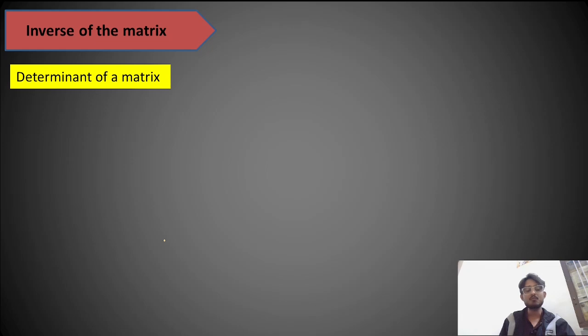In this lecture, we're going to study the inverse of a matrix. Before coming to this topic, we will learn what the determinant of a matrix, adjoint, minor, and cofactor are. So let's start with determinants of a matrix. What is a determinant and how can you find the determinant of a matrix?